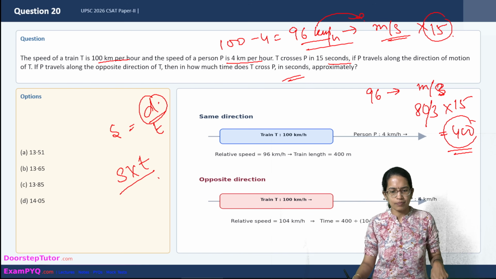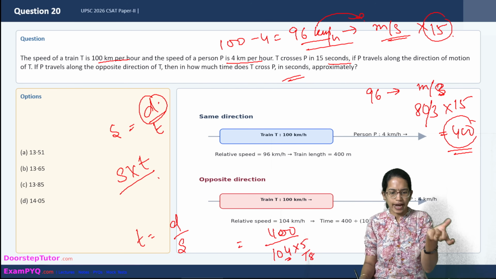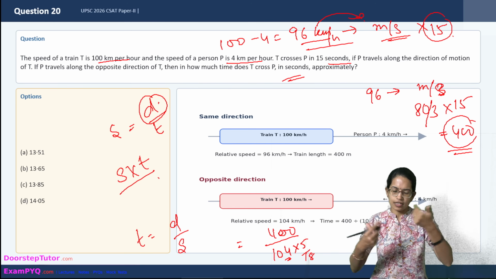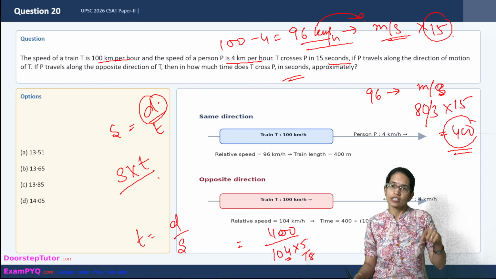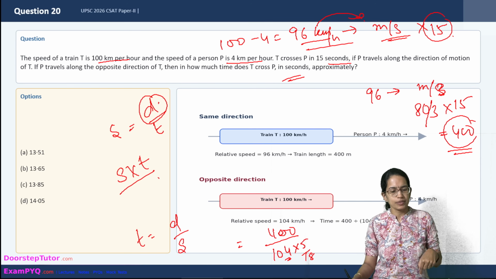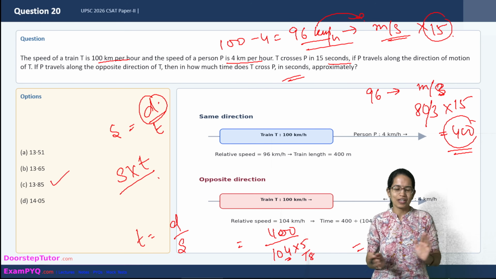Now apply the same length in the second case. So in the second case, my time is equal to distance by speed. My distance is 400 and my speed is 104 into 5 by 18, because I have added the two speeds. It is in the opposite direction, so 100 plus 4, so it's 104. Now 104 is in kilometer per hour. I change it to meter per second, so it's into 5 by 18. I solve this, I get somewhere around 13.85. So 13.85 is my correct answer.